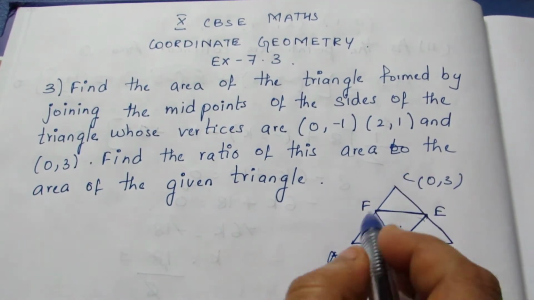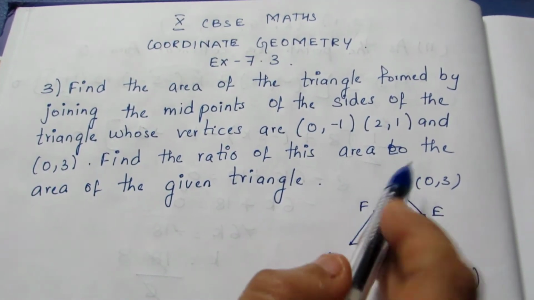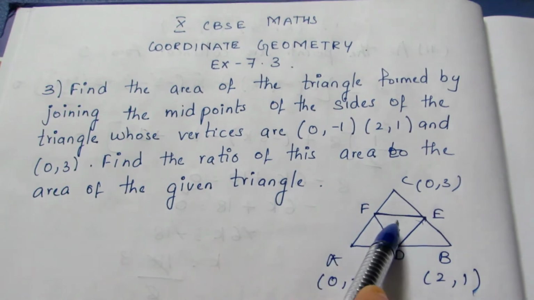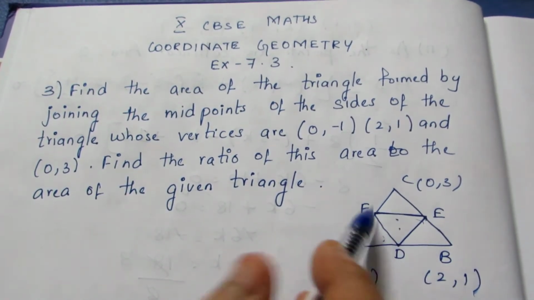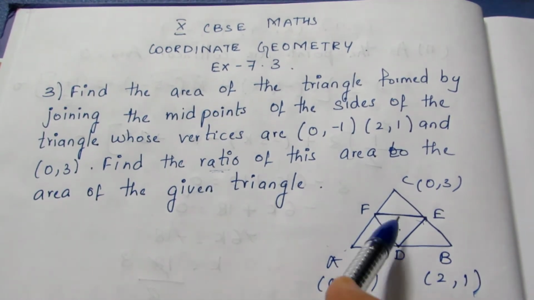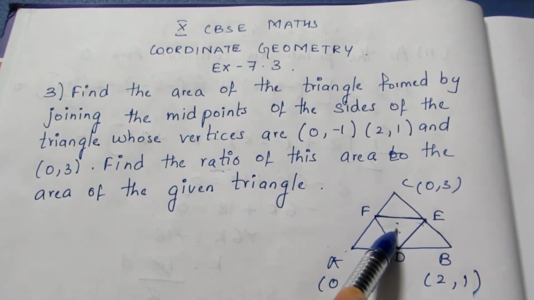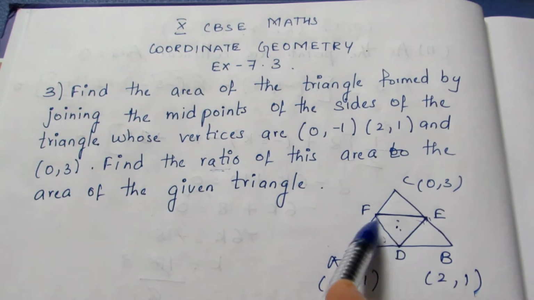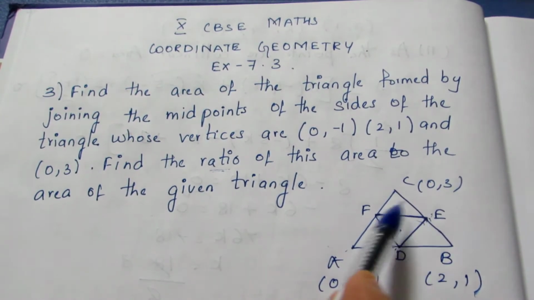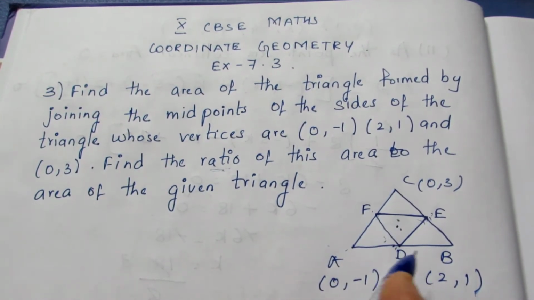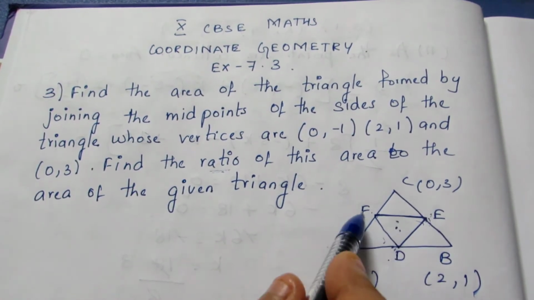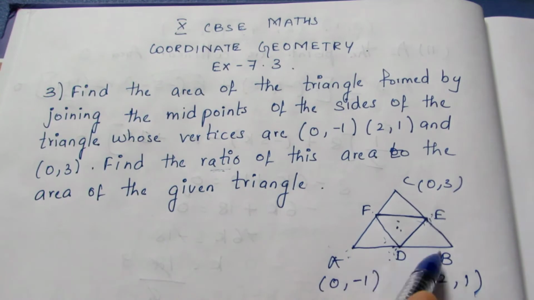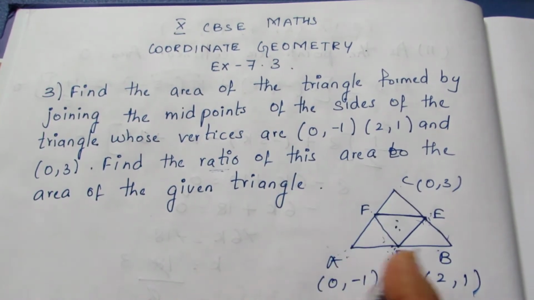We need to find the area of triangle DEF to find the ratio of the area of this triangle to the area of the given triangle. So we need to find the ratio. For that we need to find the area of this triangle. We don't know anything about this triangle. We only know these are the midpoints of the sides. So to find DEF we are going to take the midpoints of AB, BC and AC.